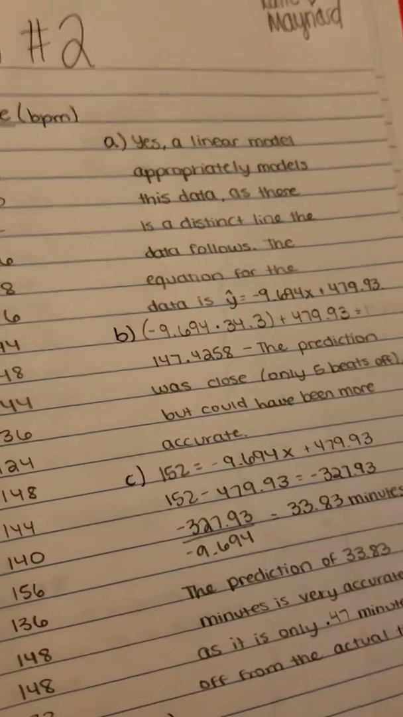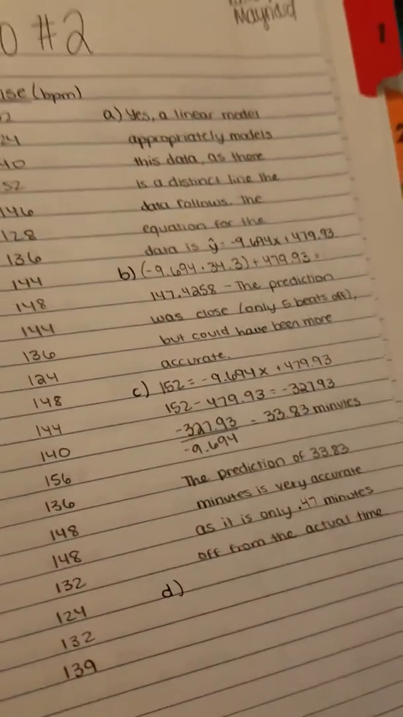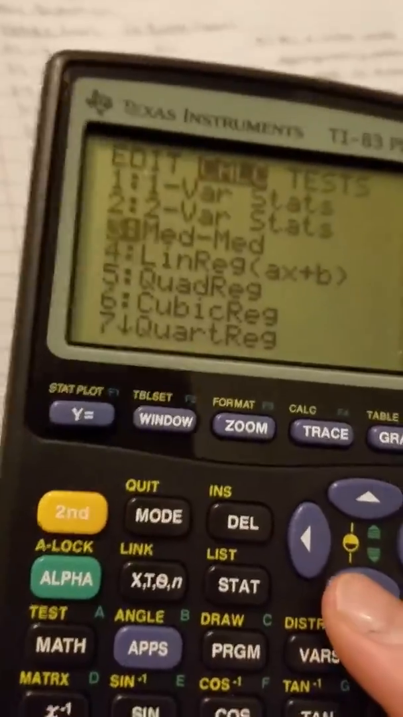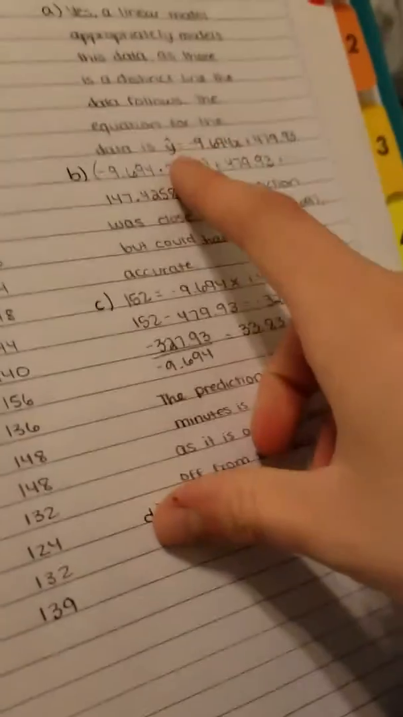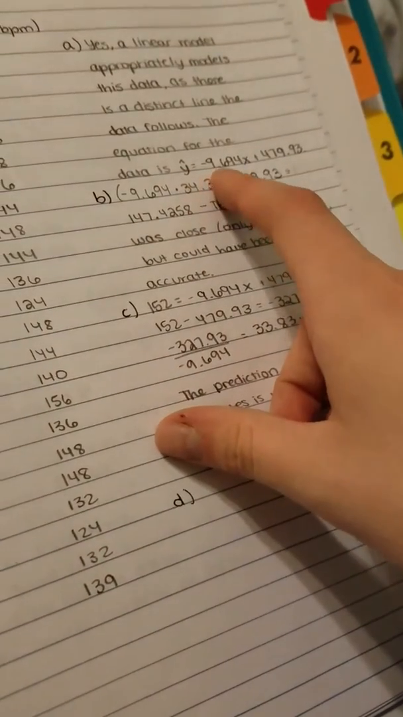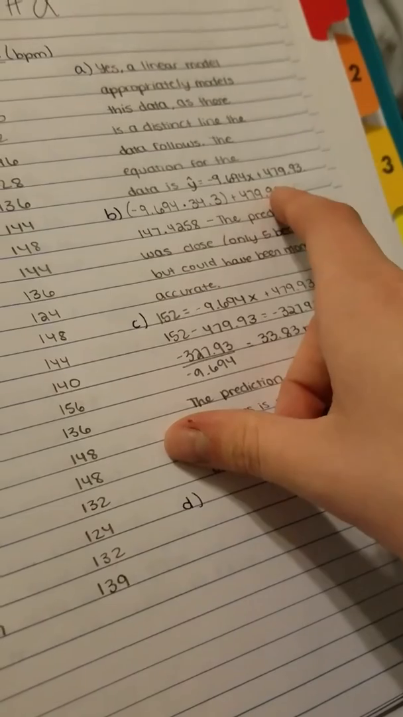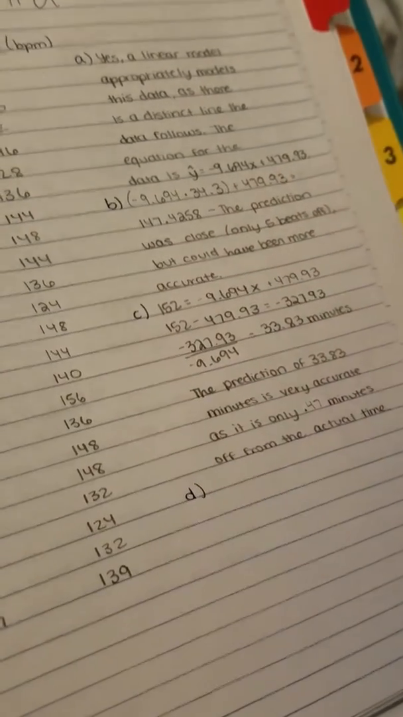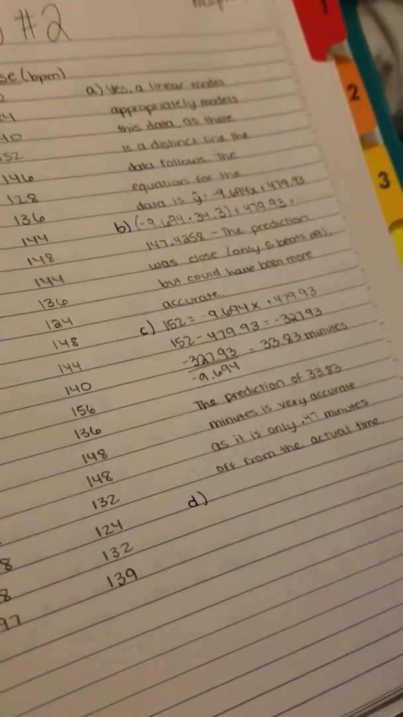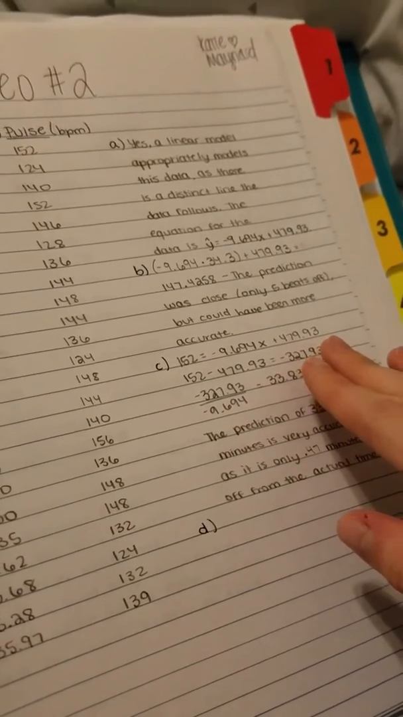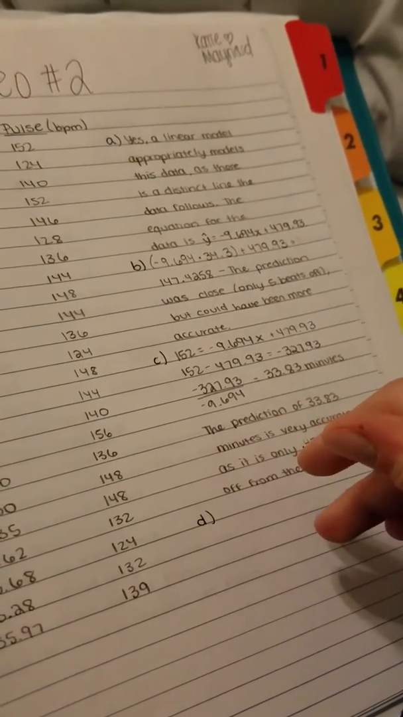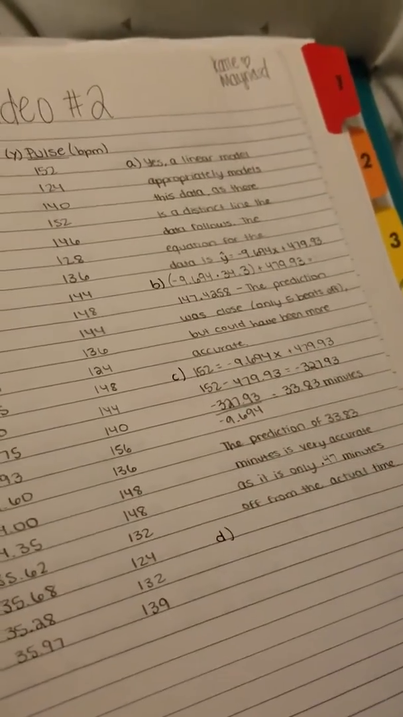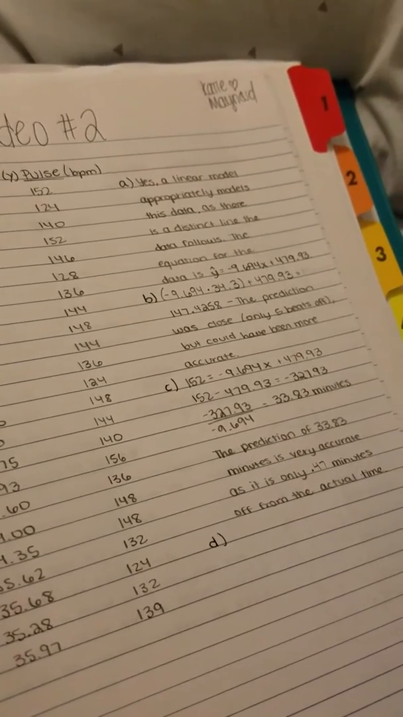that the data follows, and the equation for the line, which I found by plugging in the values and then doing stat, calc, and then linreg, got me the answer y hat equals negative 9.694x plus 479.93. And this equation was what I used for question B, which was the next day's time is 34.3 minutes. Predict the professor's pulse rate.